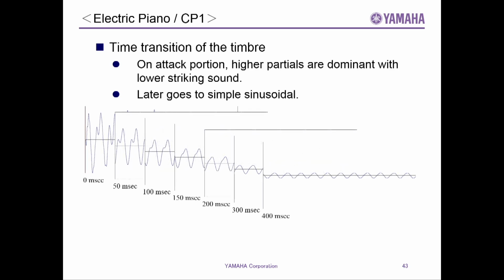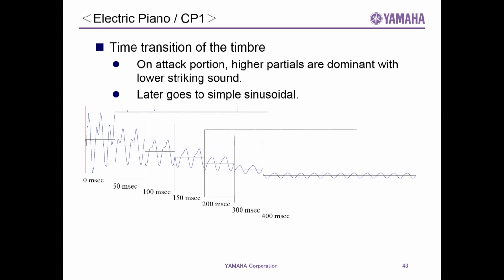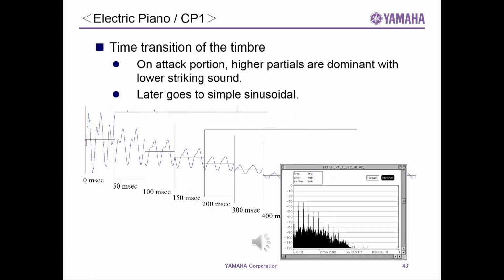So this is the actual plot of the Rhodes sound from 0 milliseconds to 400 milliseconds. It starts with big harmonic contents on the attack portion, but goes to almost a sinusoid on the last part. So this is the real sound. I can show you the sound example. This is the Rhodes sound.